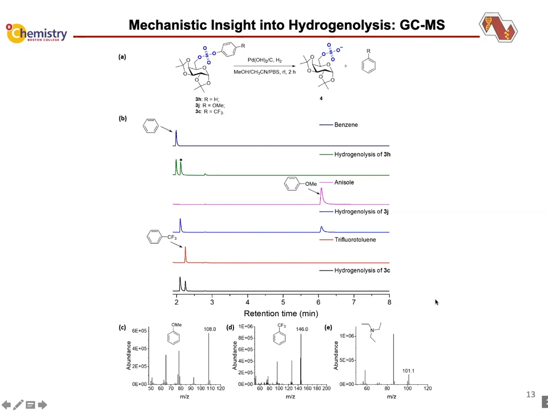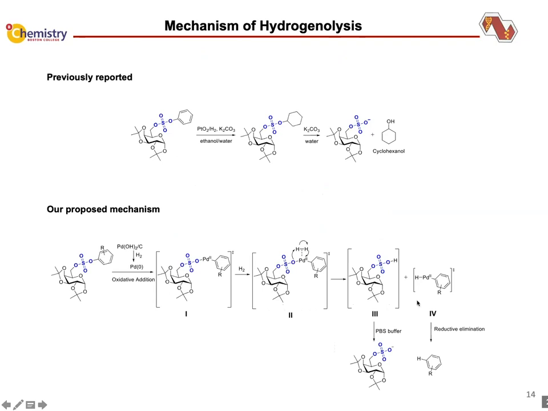Based on this observation, we found that the previously reported mechanistic hypothesis is probably wrong, and our proposed mechanism involves palladium insertion into the C-O bond rather than the S-O bond. This insertion will then undergo hydride transfer as well as reductive elimination to generate the corresponding sulfated sugar, as well as the palladium aryl structure, which then collapses into the corresponding arenes.